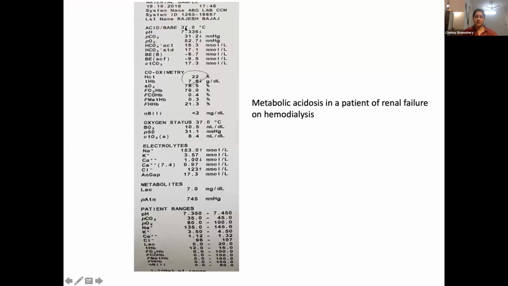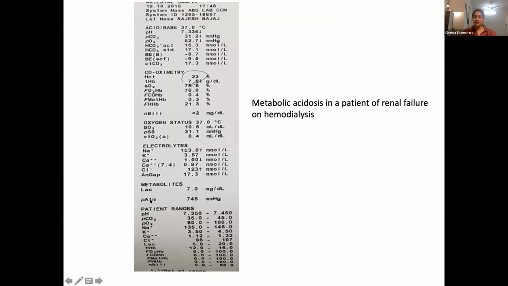Let's take this example. Now, the pH of this patient is 7.336, so it is mild acidosis. The PCO2 is 31.2, it is also going down, and the bicarbonate, as has been cited before, is also going down. So pH, PCO2, bicarbonate are all moving in the same direction, so it is a primary metabolic acidosis.